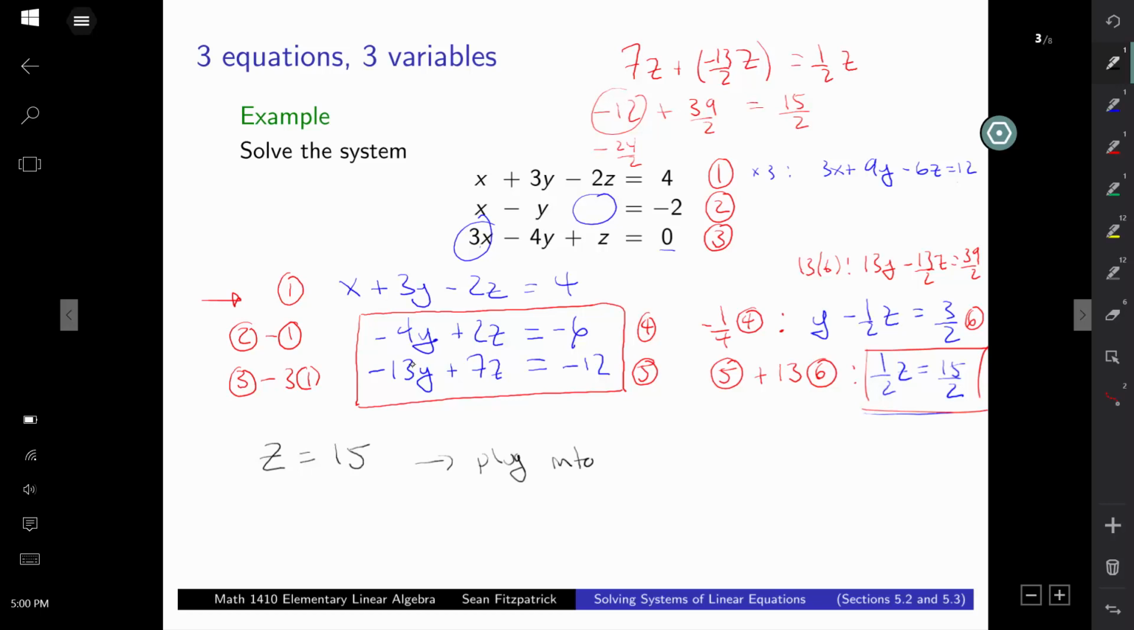Let's plug that into 6. Okay. Y minus 1/2 of 15, so 15 over 2, is equal to 3 over 2. So this tells me that y is equal to 3 over 2 plus 15 over 2. That's 9. Okay.